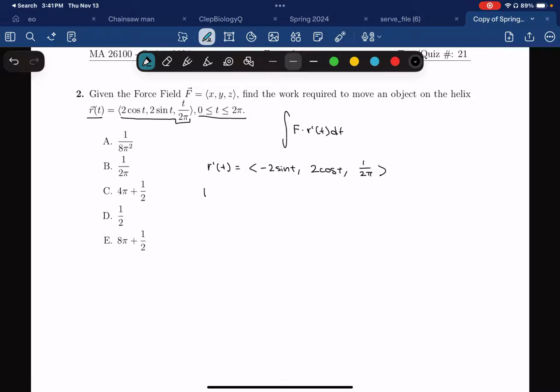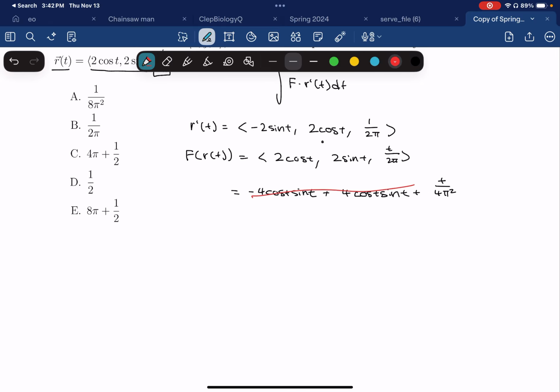Now let's find F of r of t, which in this case we just plug in for x, which would be 2 cosine t, plug in for y, 2 sine t, plug in for z, which would be t over 2 pi. Now we just have to dot both of these, so you get -4 cosine t sine t plus these two would be 4 cosine t sine t. And these would be 2 over 4 pi squared. Okay, so these two cancel out.